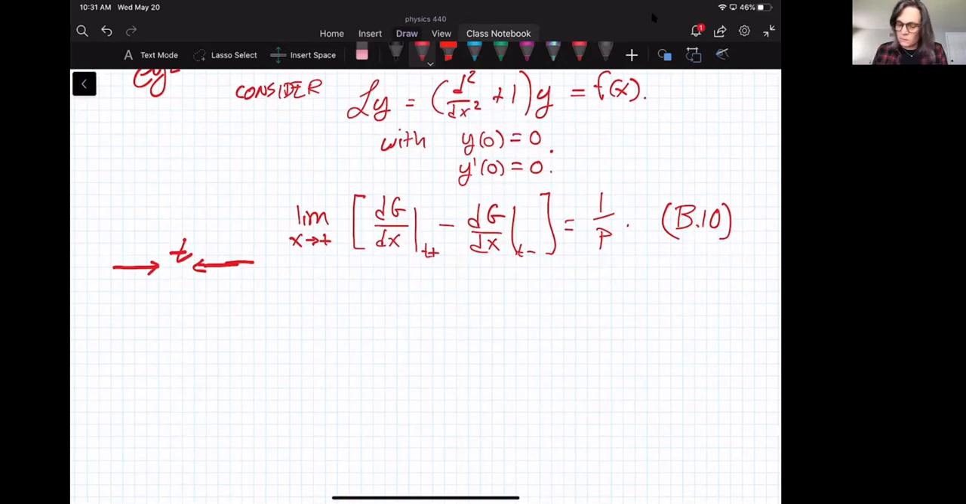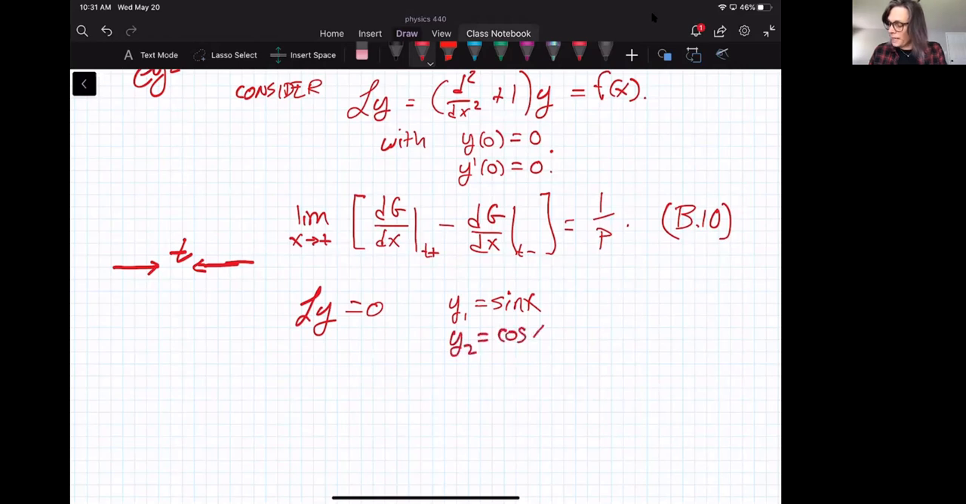In this case, step 1, we want to identify the homogeneous case. So that's Ly is equal to 0. That means that y1 is sine of x, right? That's the one that satisfies the boundary at x equals 0. That means that even though we don't have that other boundary, the other solution has to be cosine of x, just from the differential equation, right?